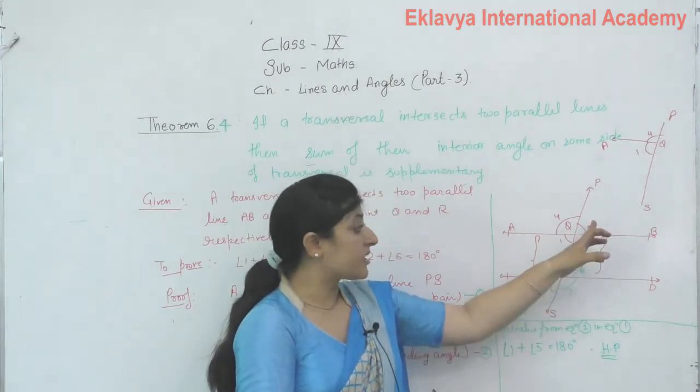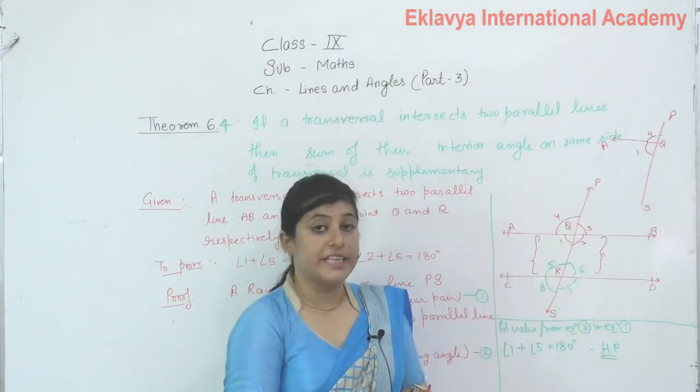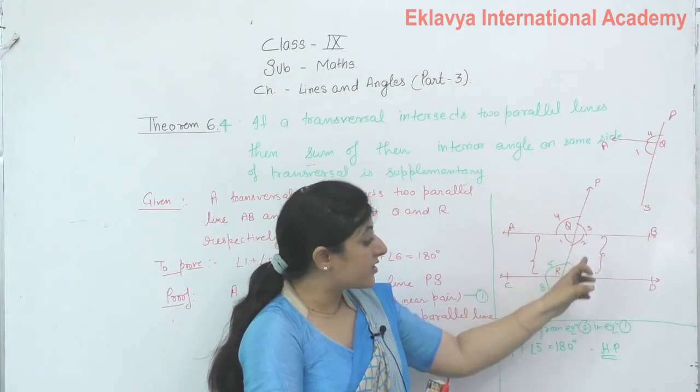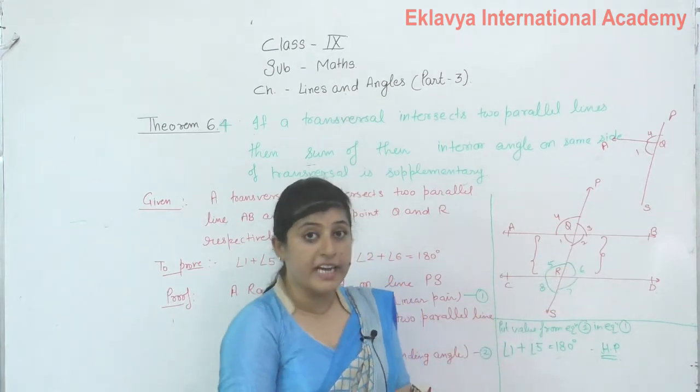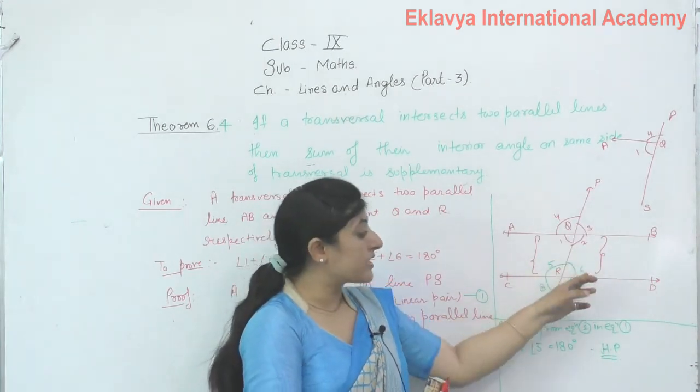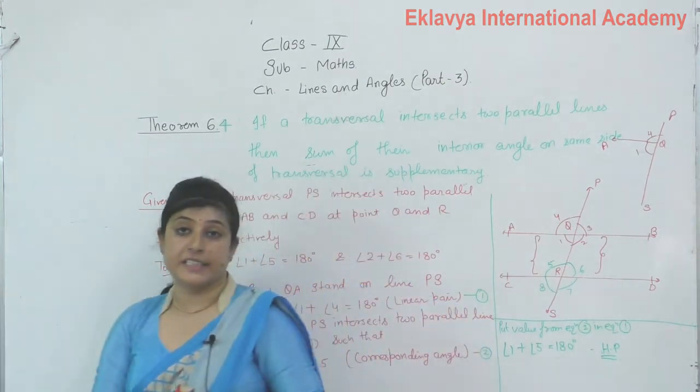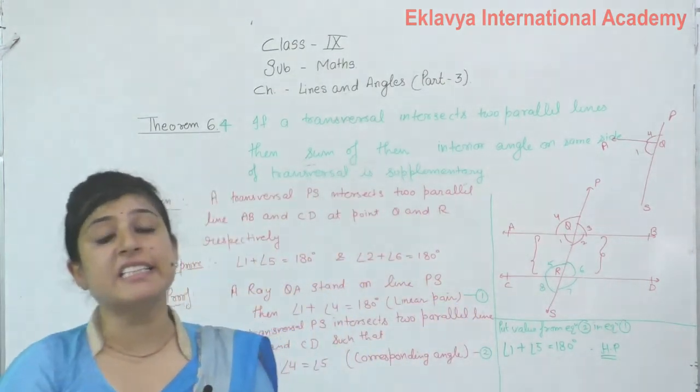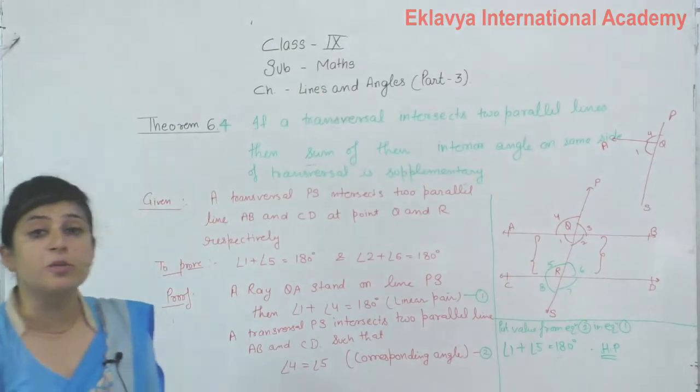Same thing. Firstly, 2 plus 3 is 180 degrees, linear pair. 3 is equal to 6, corresponding angles. That's why 2 plus 6 is equal to 180 degrees. So we can say this is also the co-interior angle theorem.